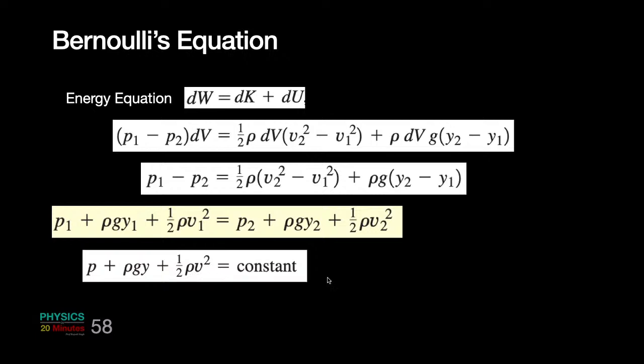So what Bernoulli's equation says is that in a fluid at any instant, at any time, at any position, the sum of the fluid pressure plus potential energy density plus kinetic energy density is always constant. And remember, here we are talking about a moving fluid. So this is what is called Bernoulli's equation.